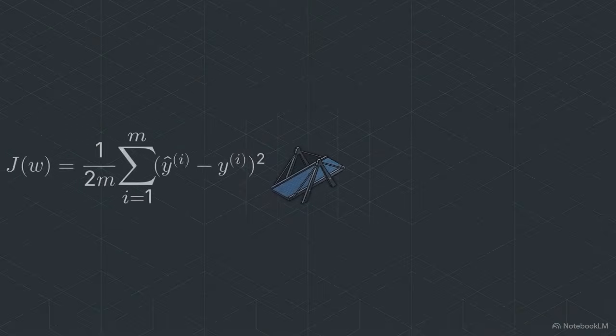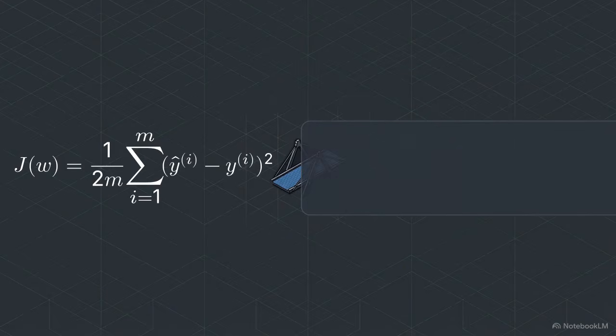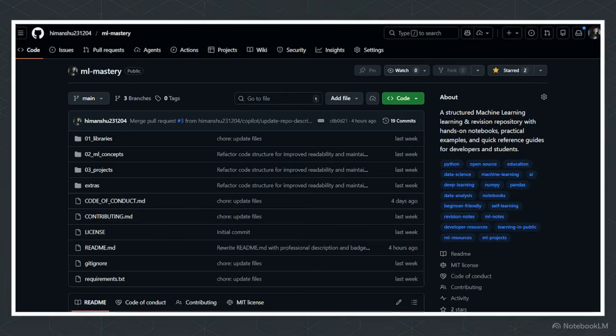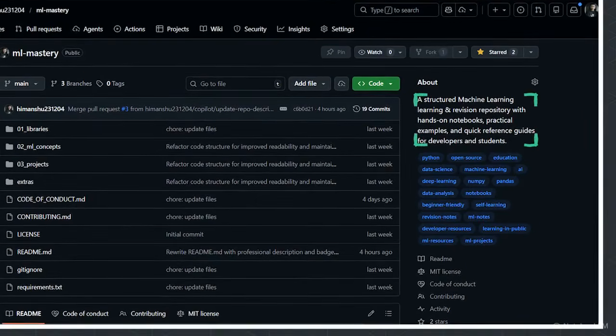You need a resource that maps the raw mathematical theory directly onto executable code, step by step. That bridge is ML Mastery, an open-source repository built by Himanshu Kumar. It is a structured, comprehensive system designed specifically to close the gap between theory and application for developers and students.